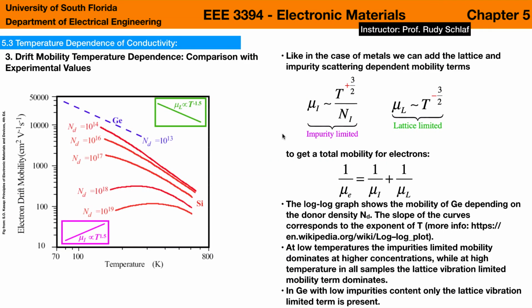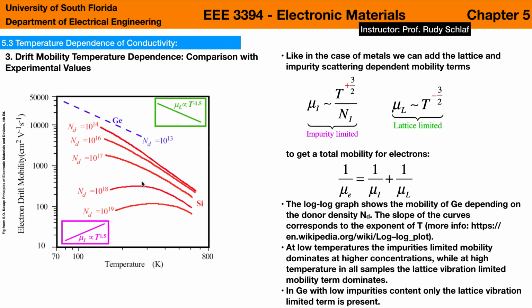So let me summarize. We know now that the impurity limited mobility is proportional to T to the 3/2, and the lattice limited mobility term is proportional to T to the minus 3/2. So the total mobility would be calculated by adding the reciprocals and then taking the reciprocal of that. So let's see how this holds up with the experiment.